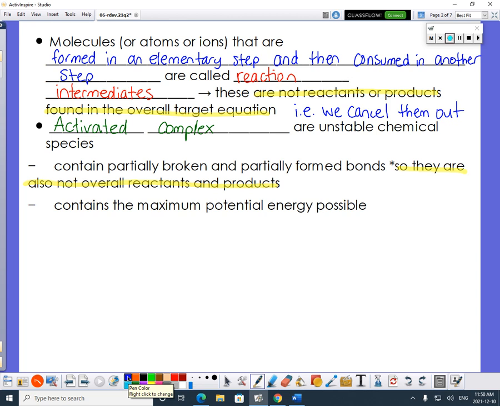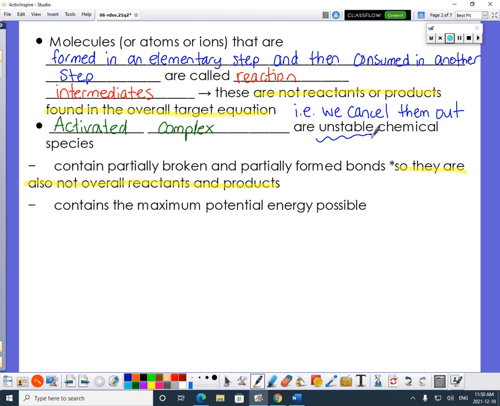So the word activation, like if I activated you to get excited about chemistry, what would you do? You would have lots of energy, and that's what an activated complex is. It has the maximum potential energy, which makes them unstable.